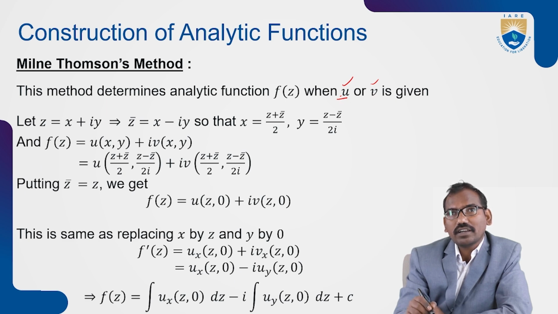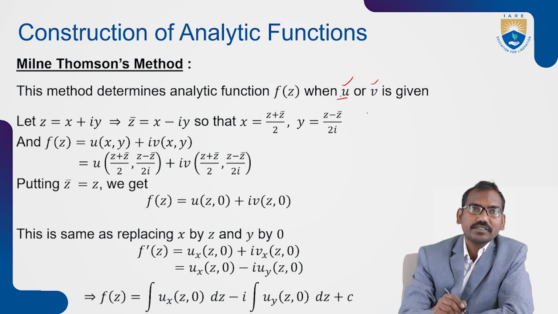Without evaluating the other one: in previous classes, if the real part was given, we found the imaginary part and then constructed f of z. But in this Milne-Thomson method, we are not going to evaluate the other one, the imaginary part or the real part. We are not going to consider it. We directly evaluate f of z. So the procedure is explained here.